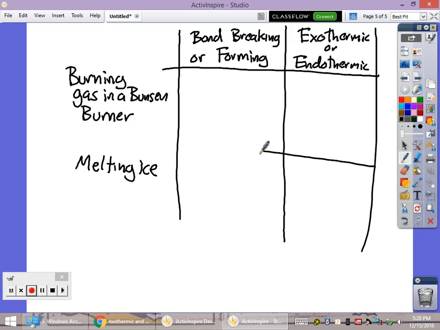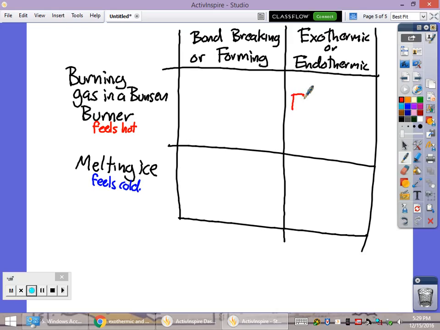Right? And so let's just take these two characteristics of them and see if we can't identify them. Well, with melting ice, you know that it feels cold, okay? With burning gas in a Bunsen burner, we know it feels hot, although you probably shouldn't have felt it. That would be dangerous. But you know it gives off heat because we use it to boil water and things. So if that's true, that must mean that this one is exothermic. Right? And that must mean that this one is endothermic.